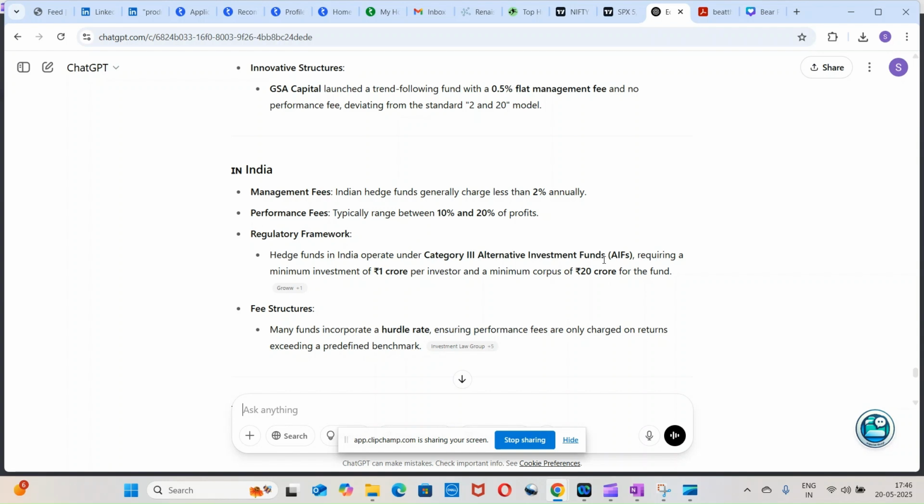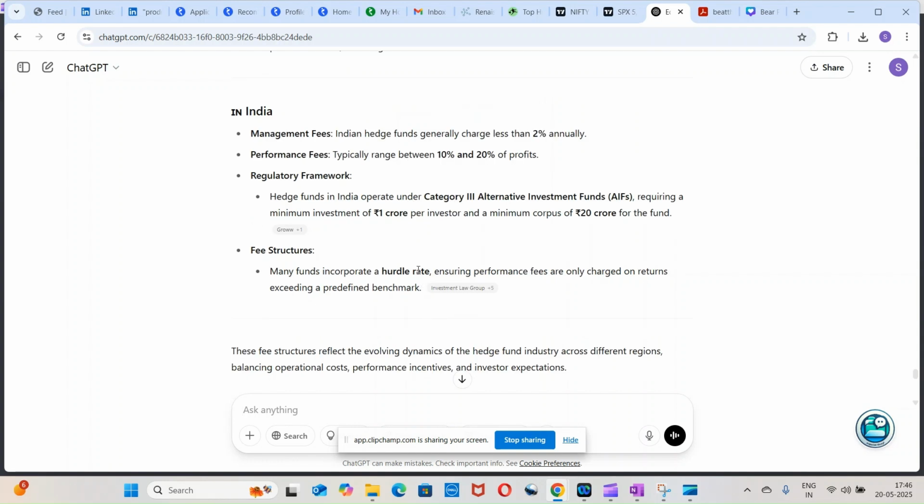It is categorized as a Category 3 alternative investment fund with a minimum investment of 1 crore per investor and a minimum corpus of 20 crore for the fund. In India, hurdle rates are also put in place, like if Nifty is growing at 10% per year or 15% per year, you'll get performance fees if you make more than 15% per year. Or if mutual funds are generating 12%, and you're generating 40%, you'll get fees on the difference between 12 and 40%.